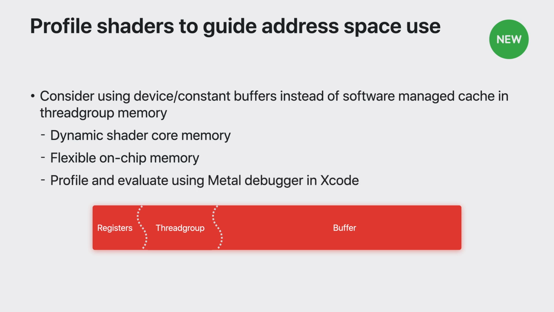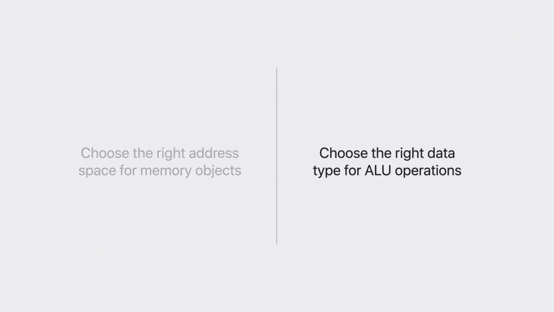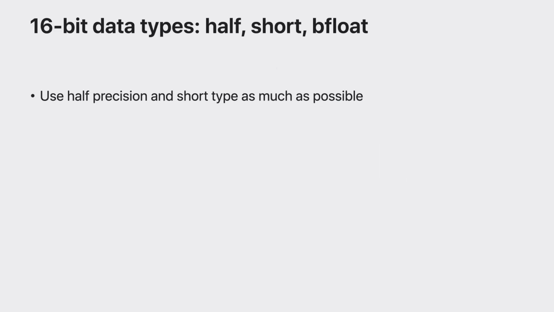Additional guidance on whether keeping the data just in device or constant buffers is beneficial or not can be evaluated by profiling the workload using Metal Debugger in Xcode. Similar to address space selection, data type can impact the performance too. For instance, 16-bit data types can help reduce the register and memory footprint. Using 16-bit data types such as half and short over float and int when possible allows better performance. Conversions are free, so don't worry about converting between types such as between half and float.